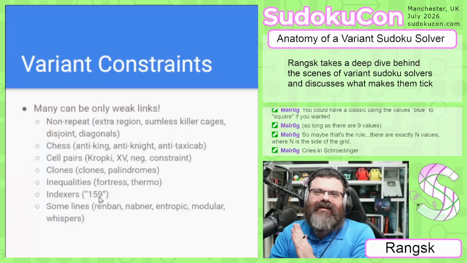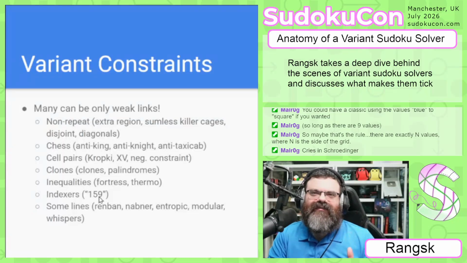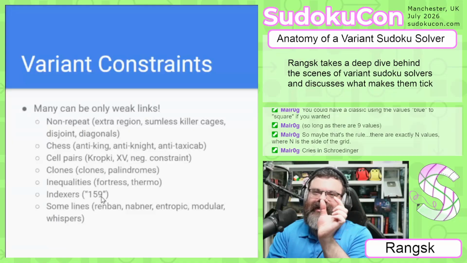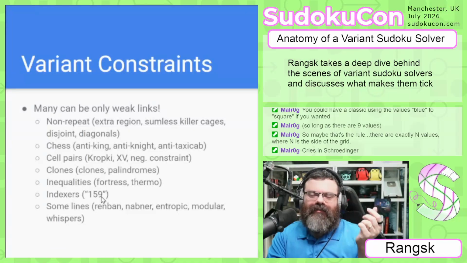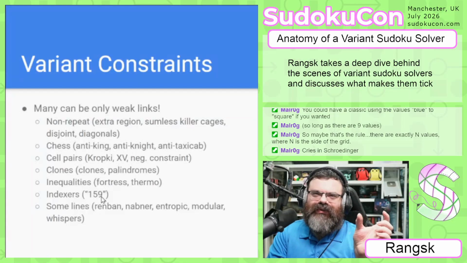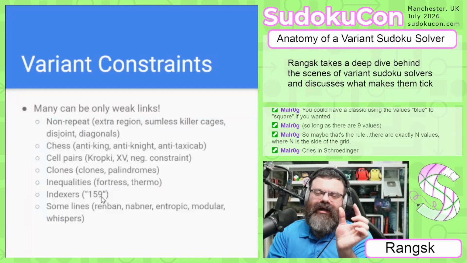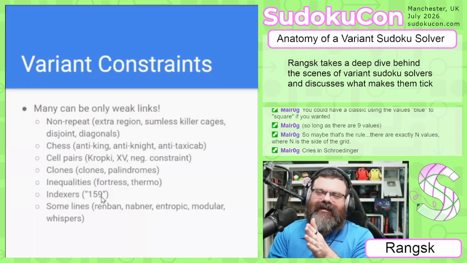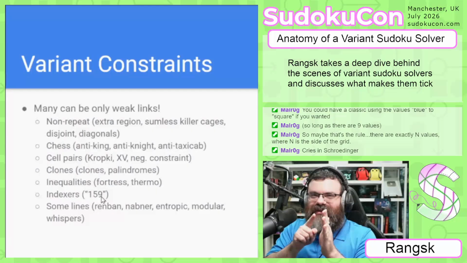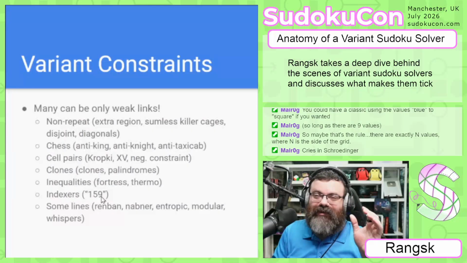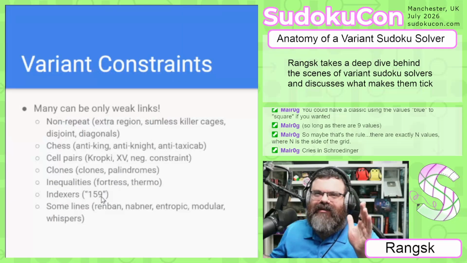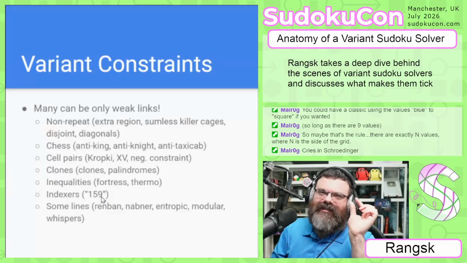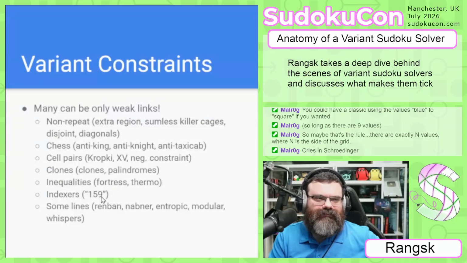Indexers are like the 159 constraint, which has kind of fallen out of style. So I don't even know if that's a good way to reference it. But it's like this cell tells you where the 1 is in the row or the column or whatever. And so, if it's a 2, then that means that the 1 has to be in the second cell. And so it eliminates the 1 from all the other cells except that one, and eliminates the 2 through 9 from that cell. So that's how indexers are implemented.